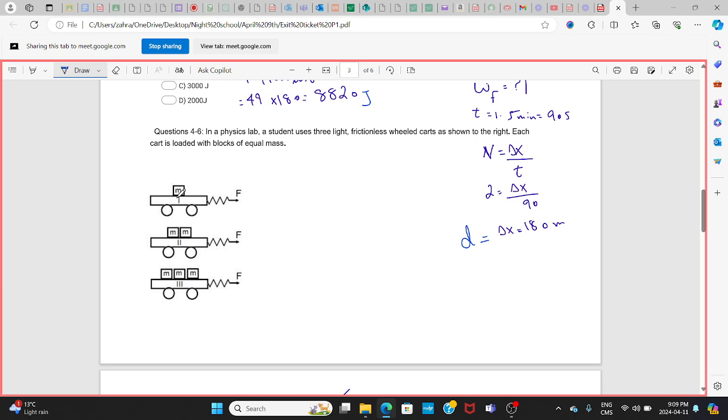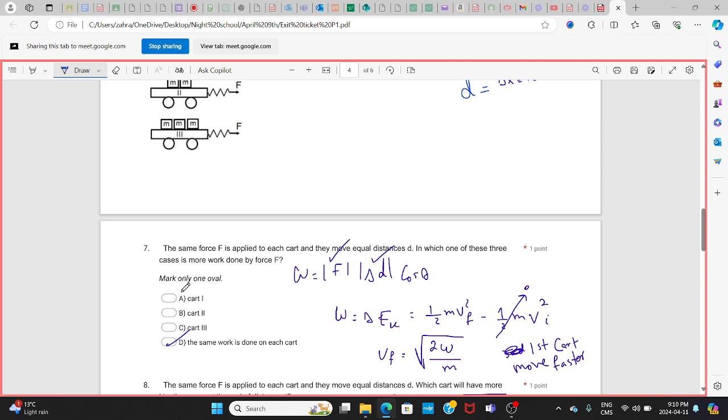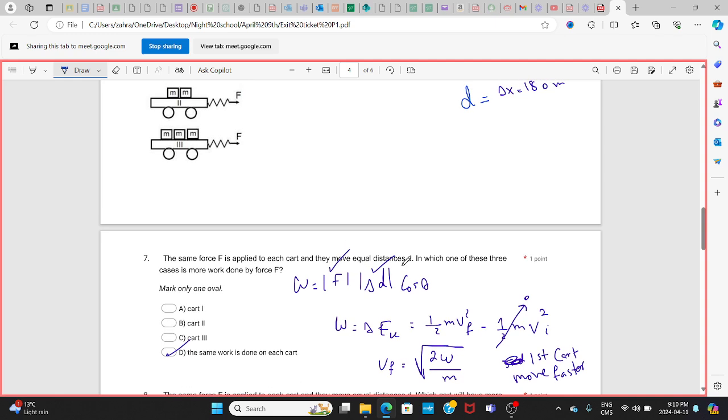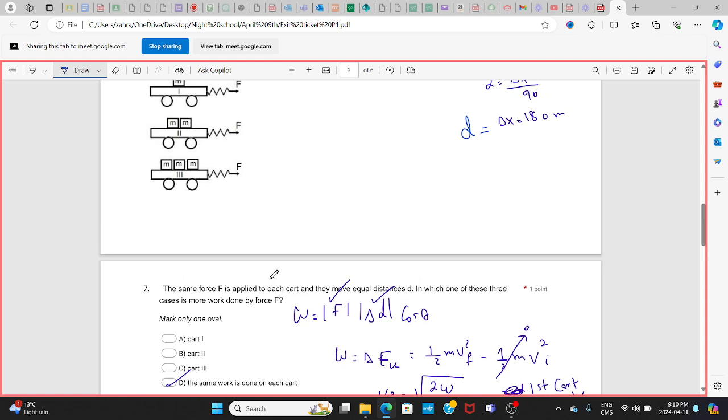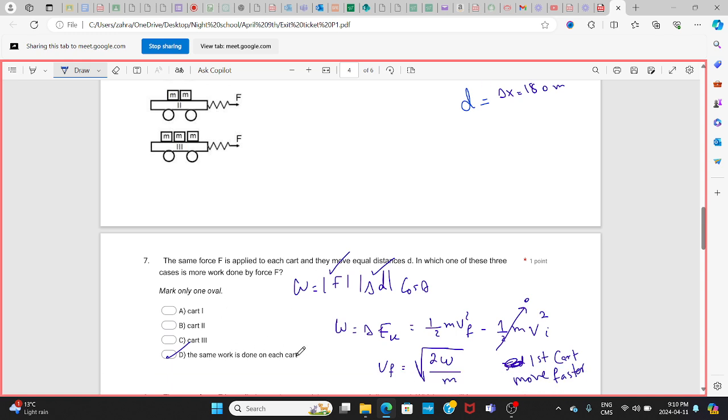Now, third question, we have three cards with different masses on top of them. The same force is applied to each card. They move an equal distance. In which case is more work done by force F? Okay. Since you know that the work is force multiplied by displacement times cosine of the angle between force and displacement, the force in the three of them is the same. Displacement is the same because they are moving an equal distance. So therefore, all of these cards have the same work done on them, right?